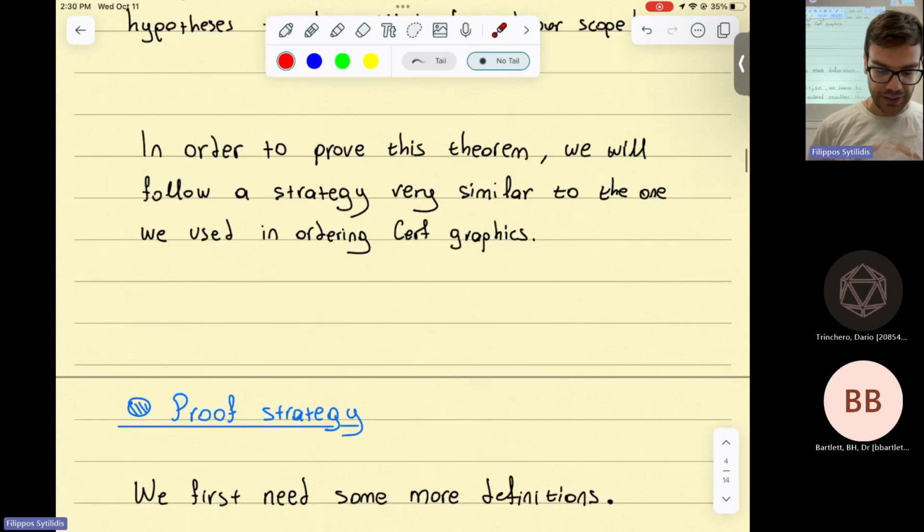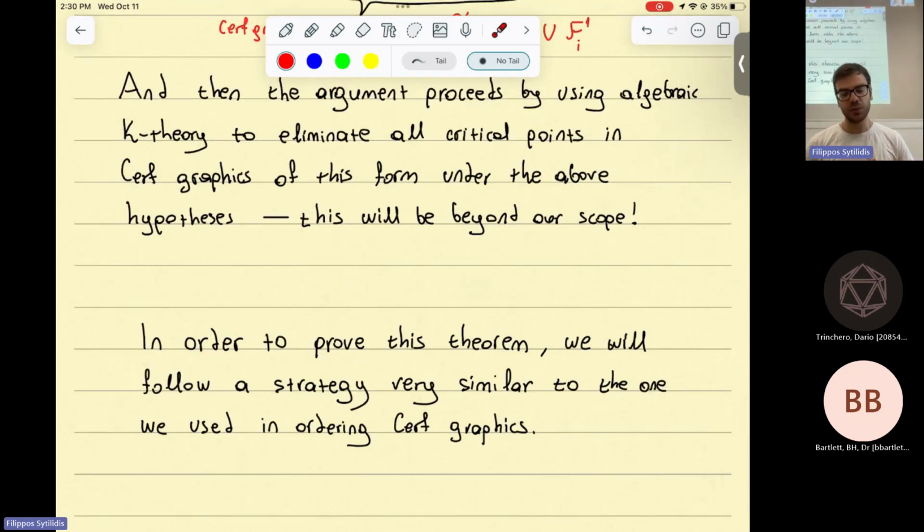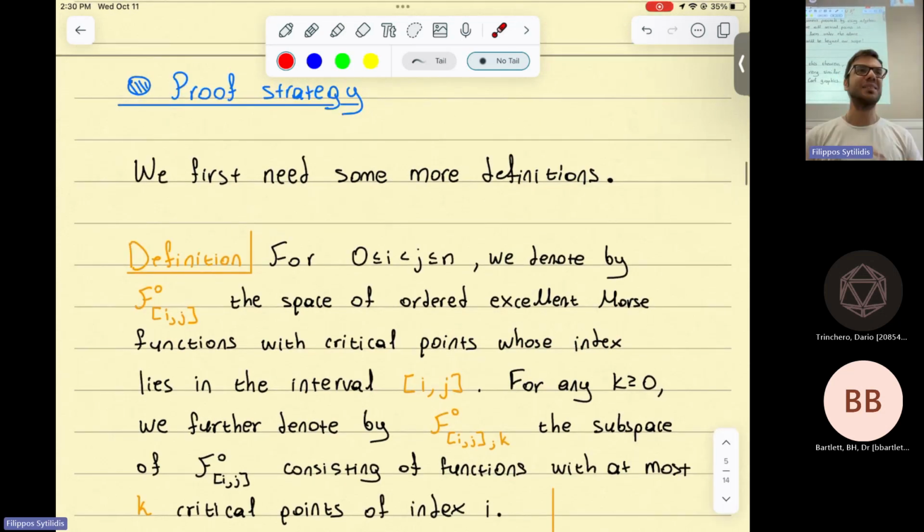And in order to prove this theorem, we will follow a strategy that's very similar to the one we used in ordering Cerf graphics. We'll do a very, very similar thing. But before we do that, we have to introduce some more stuff. So let's take a deep breath. I mean, it's actually not that bad.